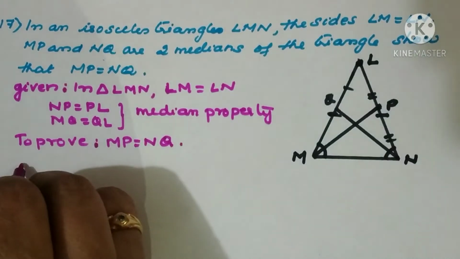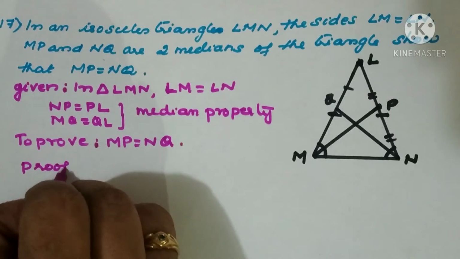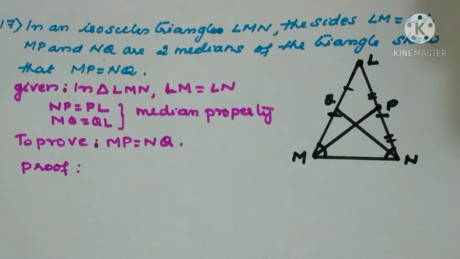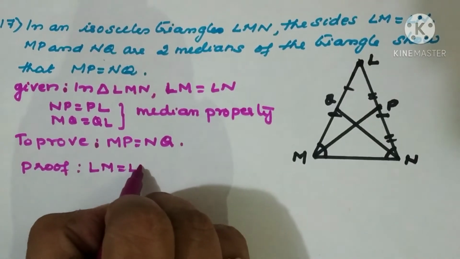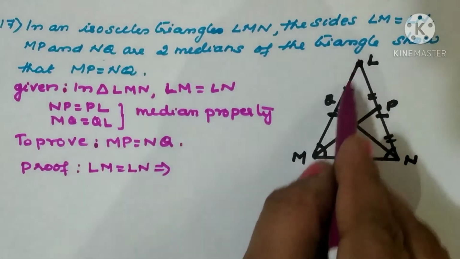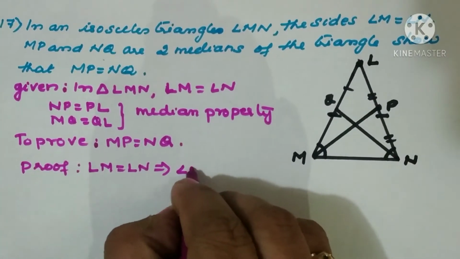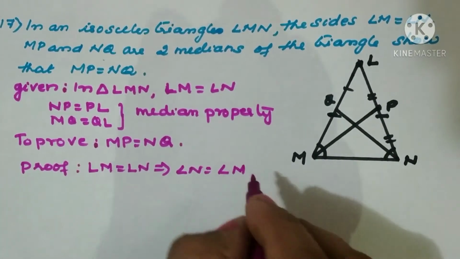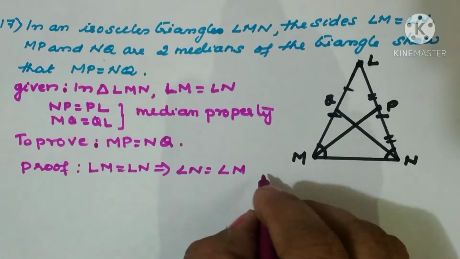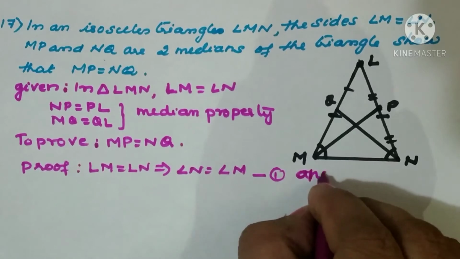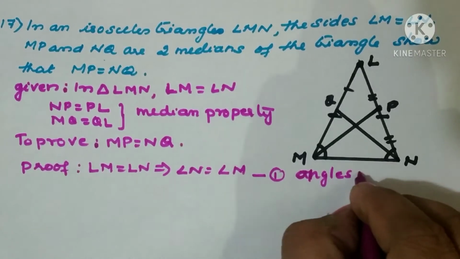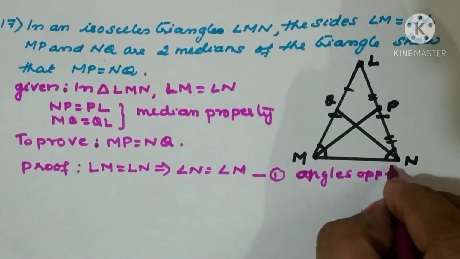Now the next part is proof only, no further construction is required here. Directly we can go for the proof. So the first part is that I'll write here LM equal to LN implies the angle opposite LM, angle N, equal to angle M. M is opposite to LN. So equation number 1, angles opposite to equal sides.